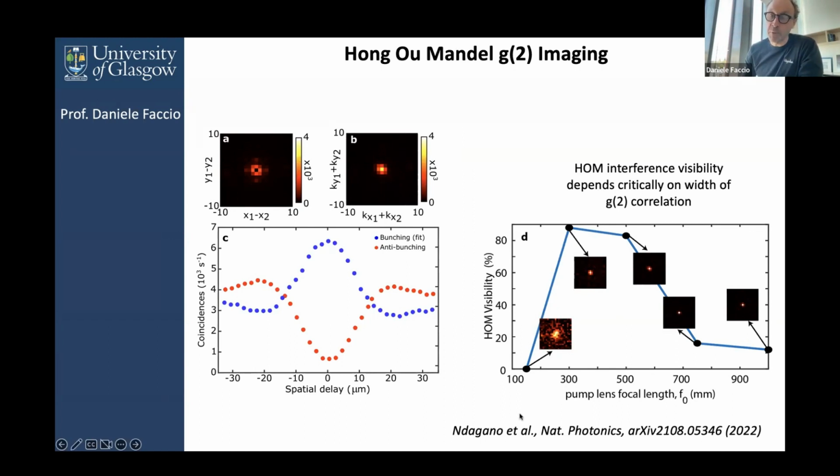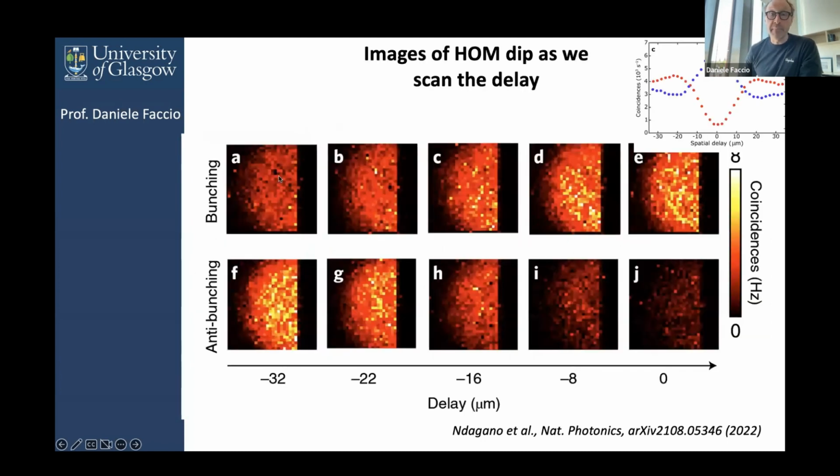So there's a sweet spot, which is what I'm showing you in the right-hand side figure here. There's a sweet spot where you tune the biphoton point spread function to be the same size as the pixel, and you get very high visibility. And we did this by simply changing the size of the pump diameter on the crystal. And so this is what the image looks like.